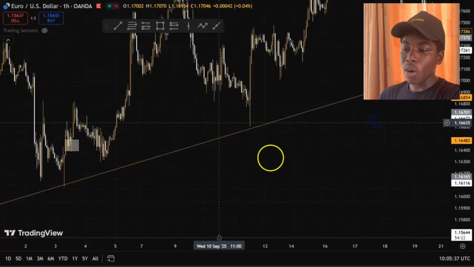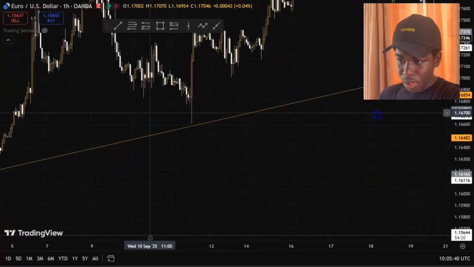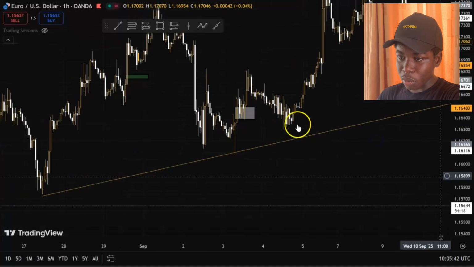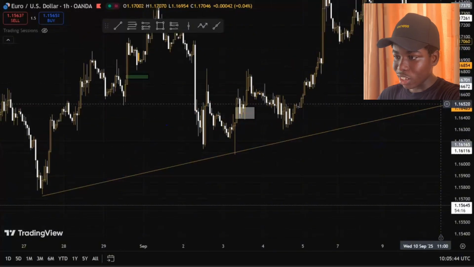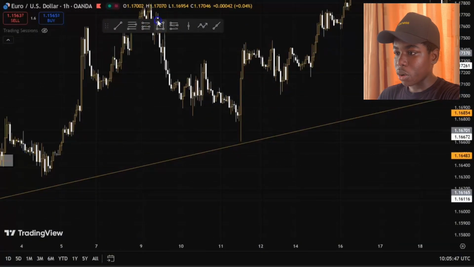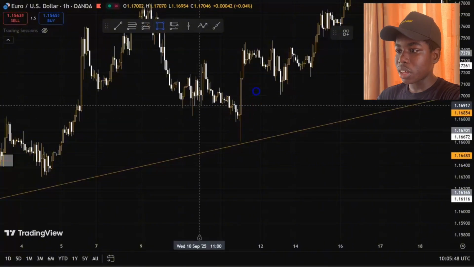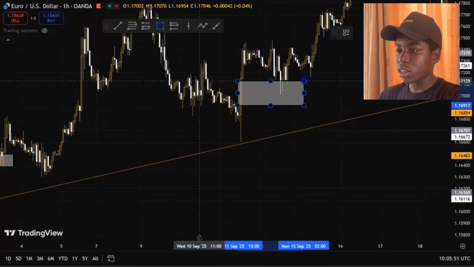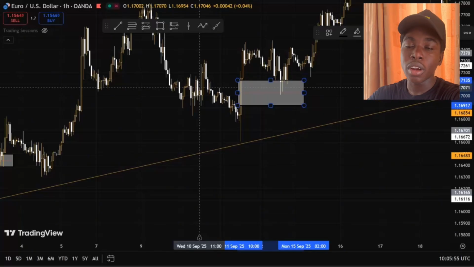I might make a video on imbalances, as it's also another confluence to entering a trade. I might make a video on that. So you see, after this rejection, nice bullish imbalance here. So I might make another video on imbalances.